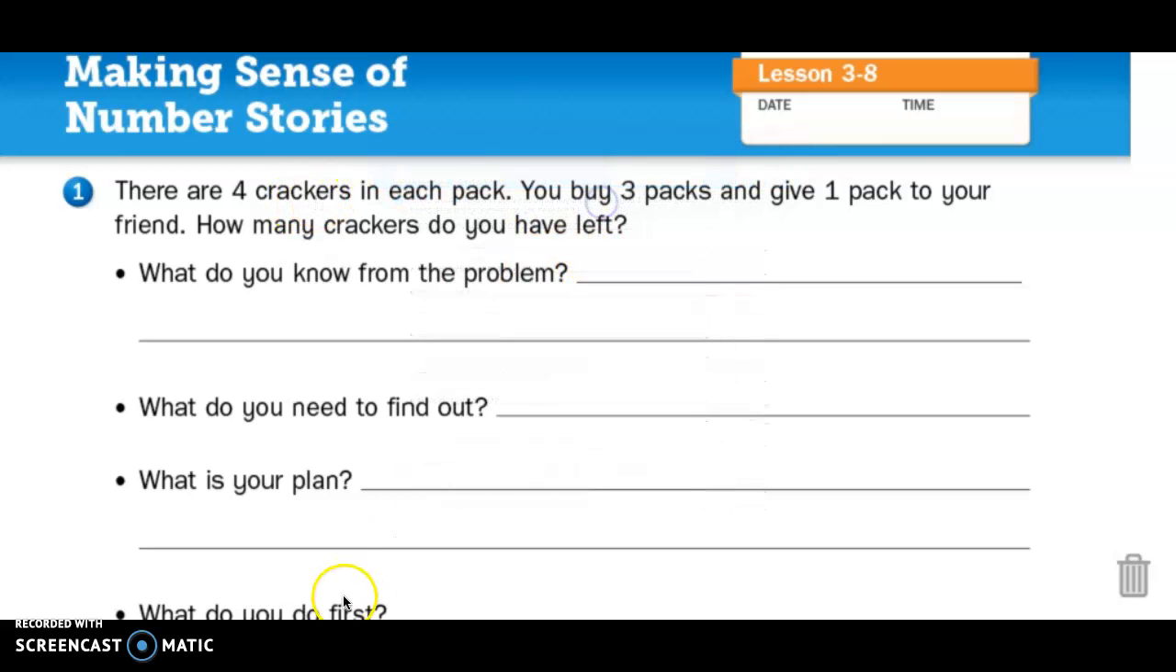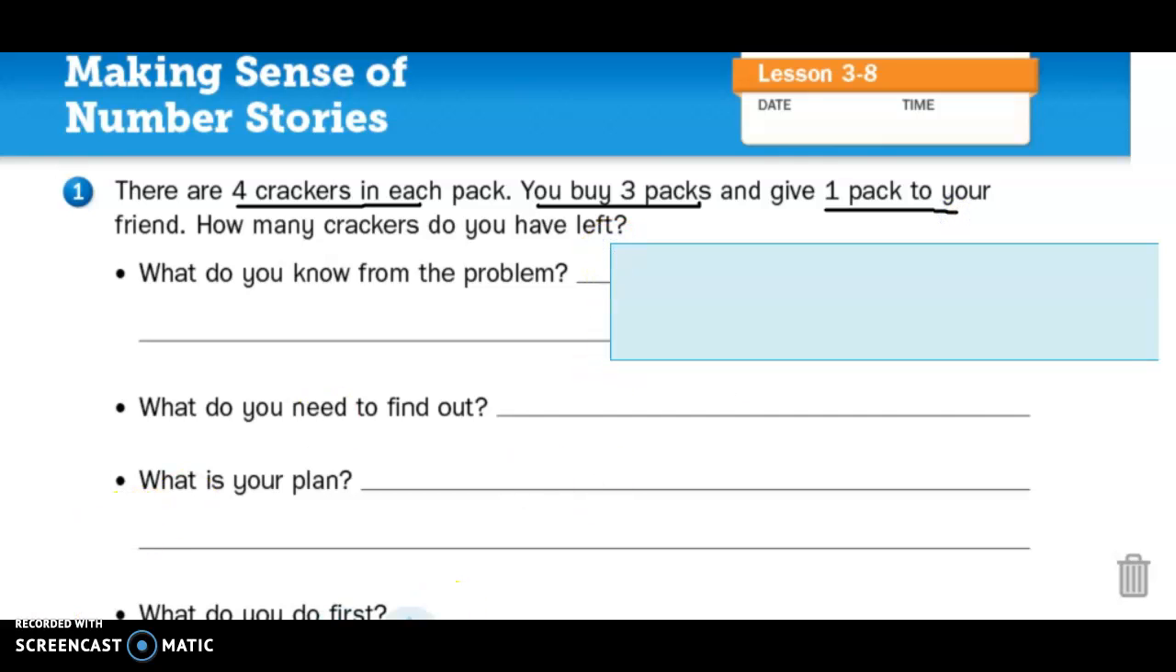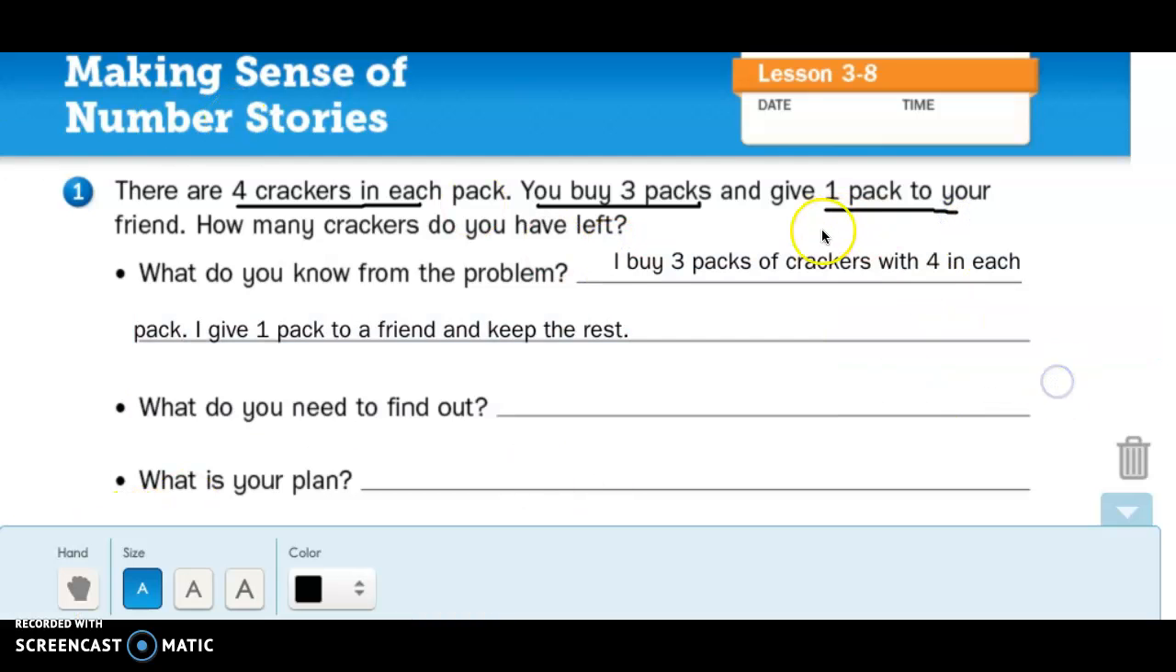I buy 3 packs. I know that. And how many are in a pack? There's 4 crackers in each pack. And then I give a pack to a friend. So I'm going to write that out. All right, so I buy 3 packs of crackers with 4 in each pack. I give 1 pack to a friend and keep the rest.